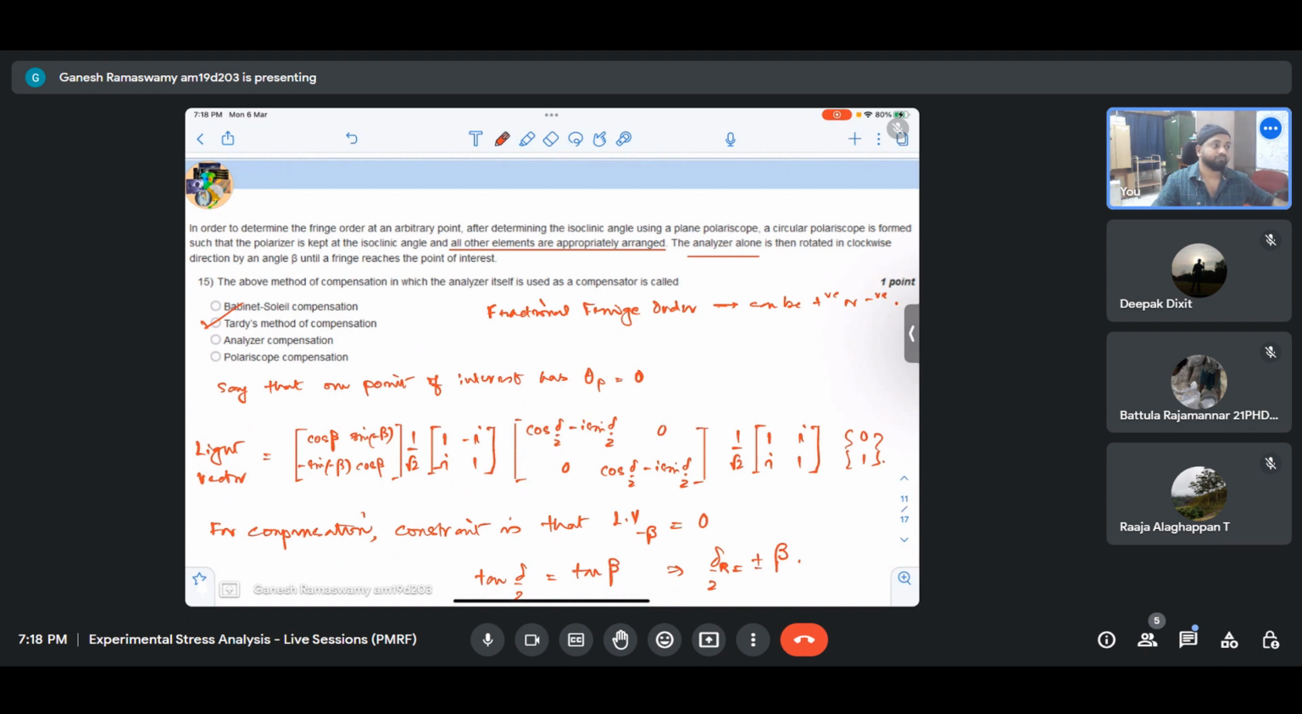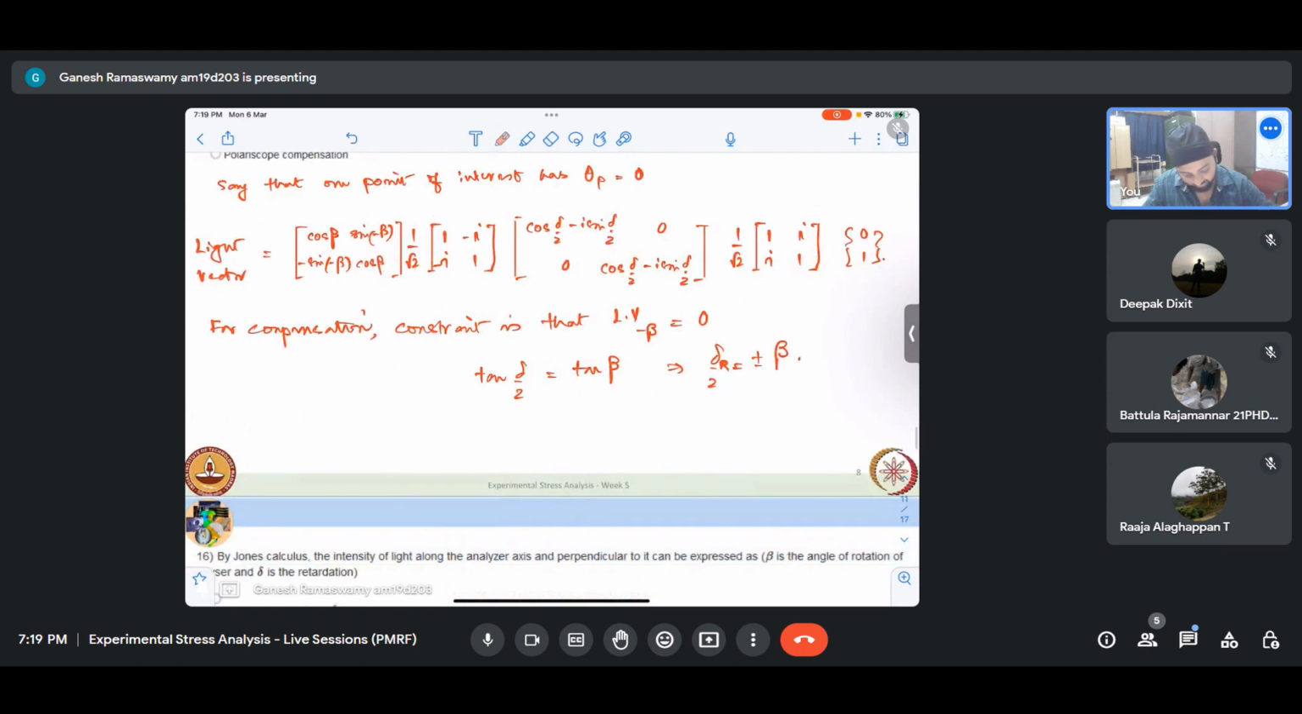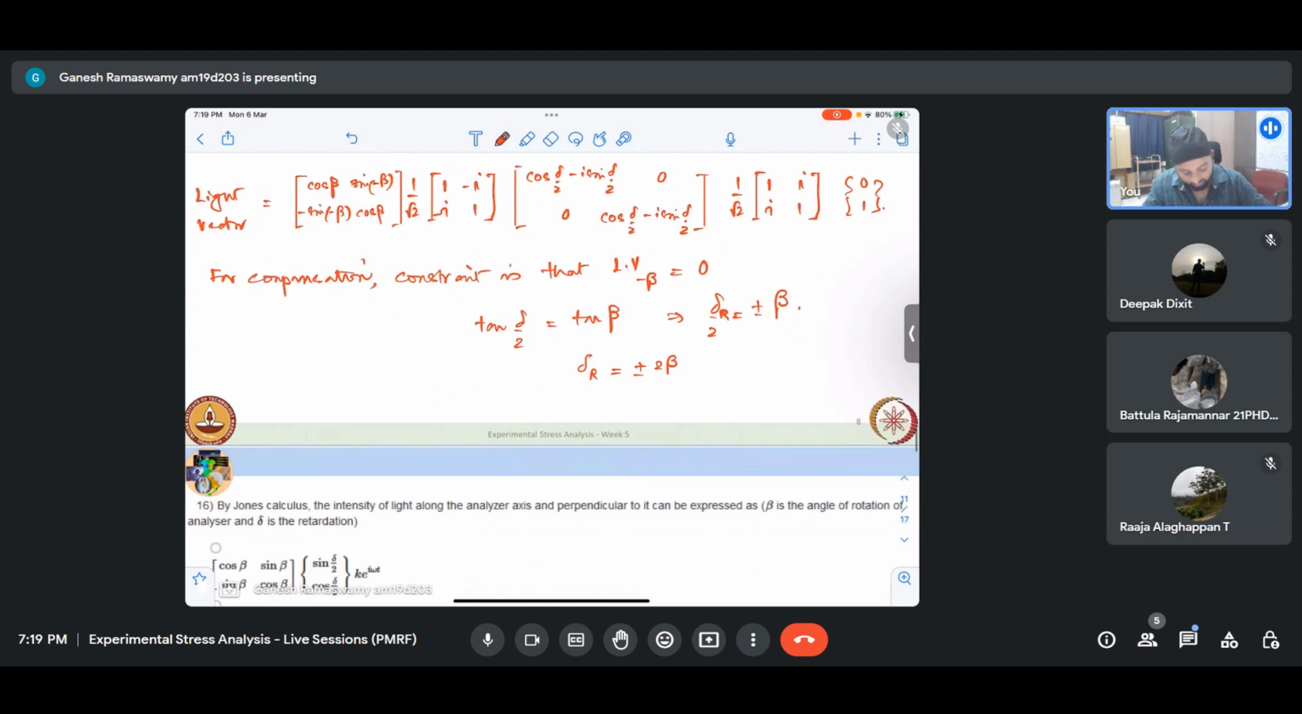So if there are any questions. Okay. So essentially what we saw is our fractional fringe order is plus or minus 2 beta. Now if we normalize it, my fractional fringe order is delta r by 2 pi.